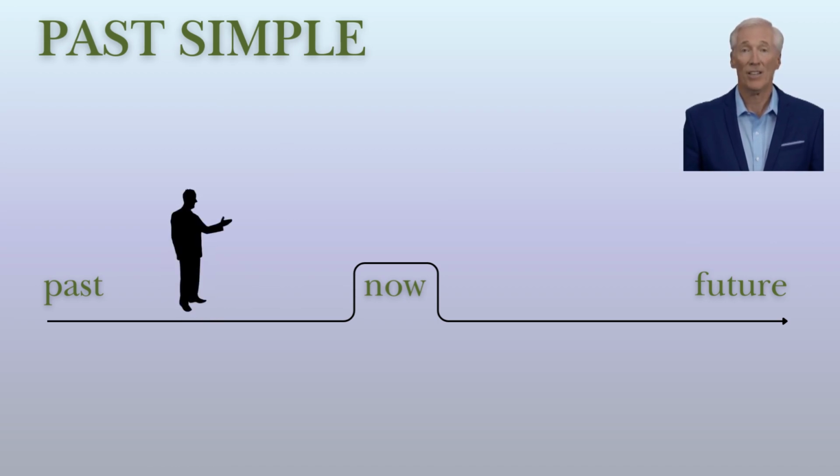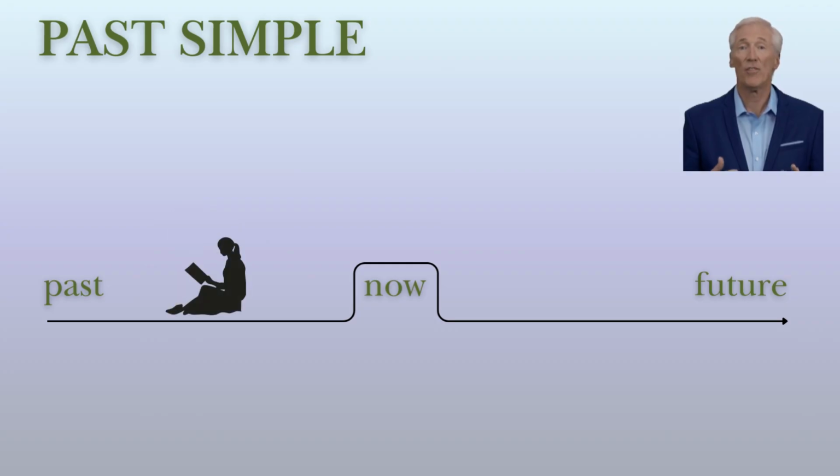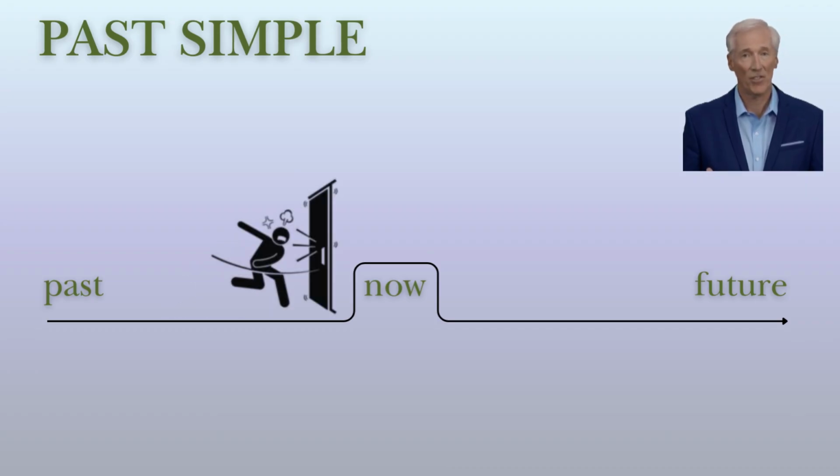Where, why, and when we use the past simple. We use the past simple to describe actions, states, and events that began and finished at a specific time in the past. Think of it as a closed door. What happened inside is completely over.